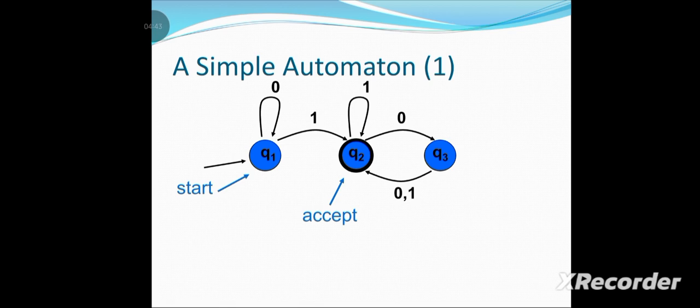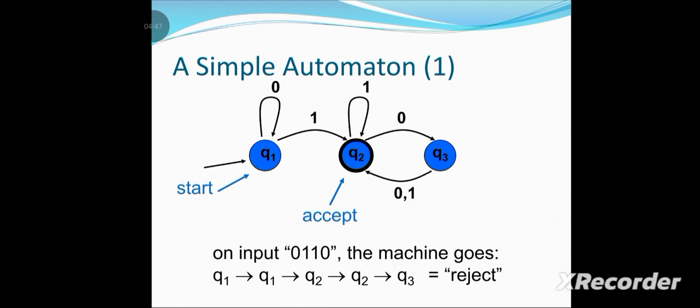In this particular example, the start state is Q1 and the accept state is Q2. If you give an input 0, 1, 1, 0, the machine starts from Q1. For the first input 0, it goes to Q1 itself. For the second one, 1, it goes to Q2. For the third one, it goes to Q2 itself. For the fourth, 0, it goes to Q3. We can see that Q2 is the accept state and Q3 is not an accept state. So this machine will reject the given input.